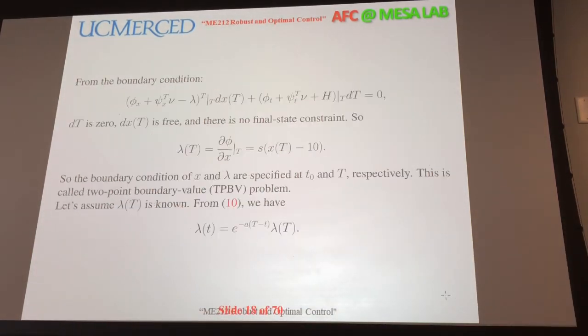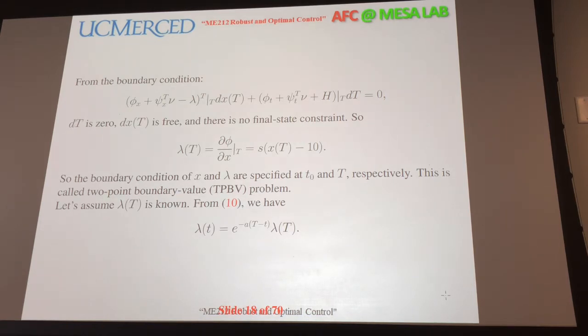So we'll see. Because of this boundary condition, fixed time dt is 0, so we don't care about this. So, no final state constraints. Therefore, lambda T is partial phi partial x at T. Then this s is a constant, x T minus 10. It is a fixed T, so lambda T is given, okay?